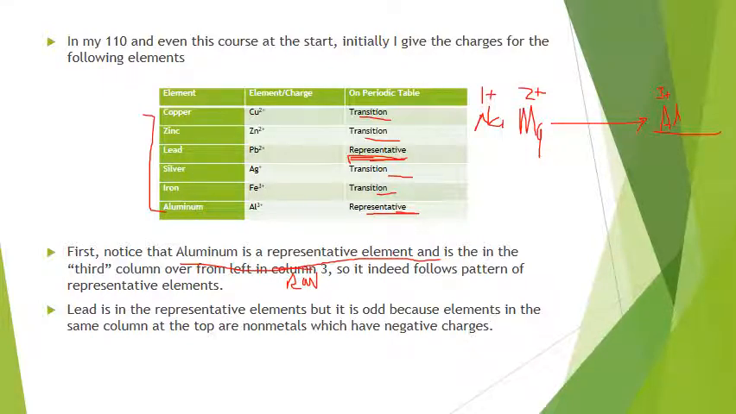Lead, like I said, is in the representative elements, but it's odd because it's a metal. Okay, and it doesn't have the same charge as the nonmetals at the top. It would have a positive charge because it's a metal.